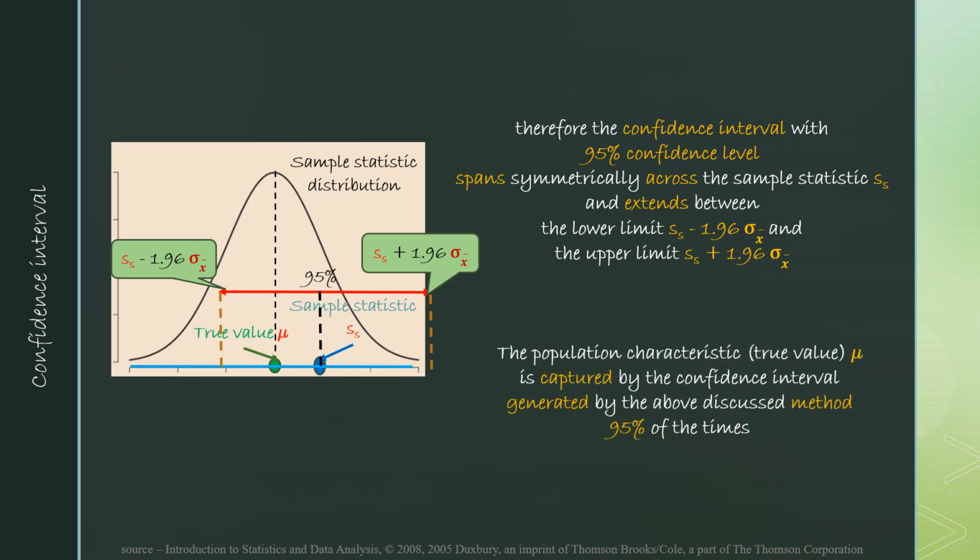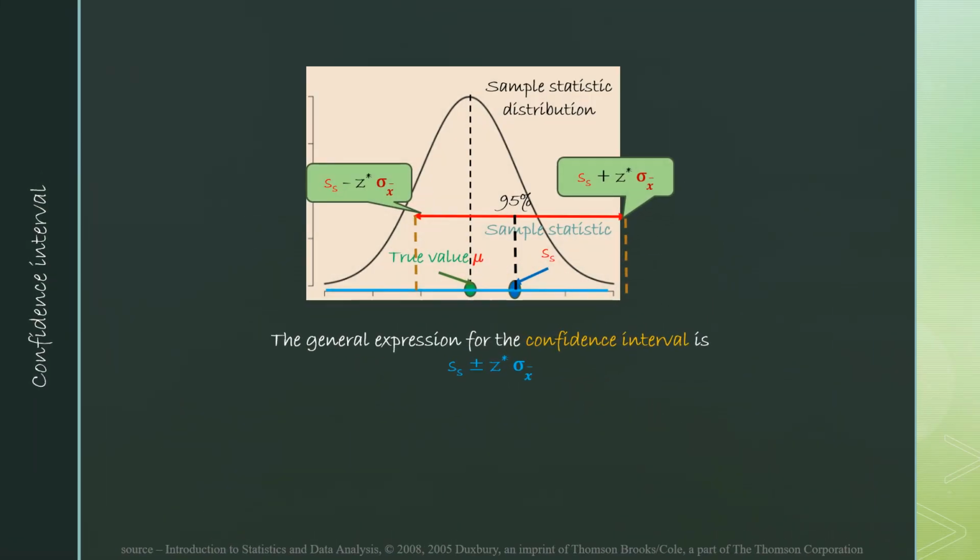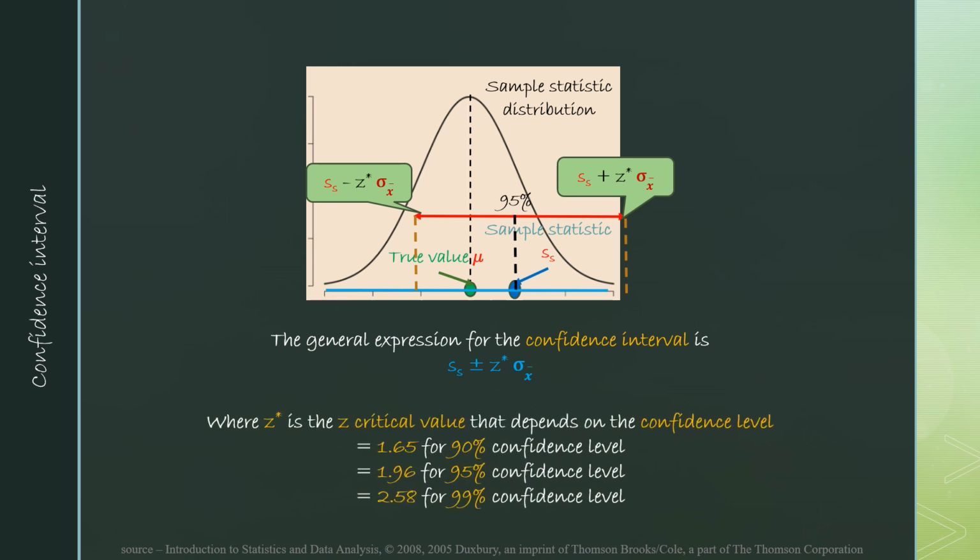The population characteristic, in other words the true value mu, is captured by the confidence interval generated by the above discussed method 95% of the times. The general expression for the confidence interval is SS plus or minus z star times sigma x bar, where z star is the z critical value that depends on the confidence level. It equals 1.65 for 90% confidence level, 1.96 for 95% confidence level, and 2.58 for 99% confidence level.